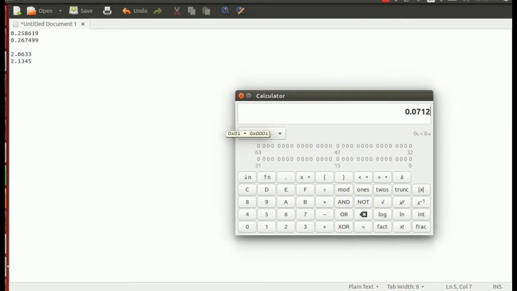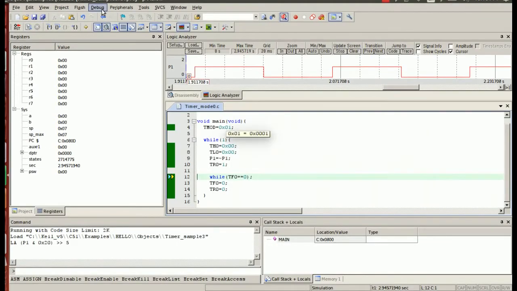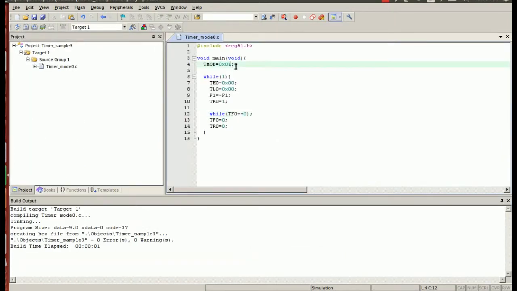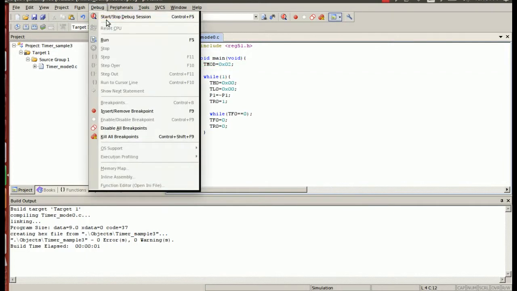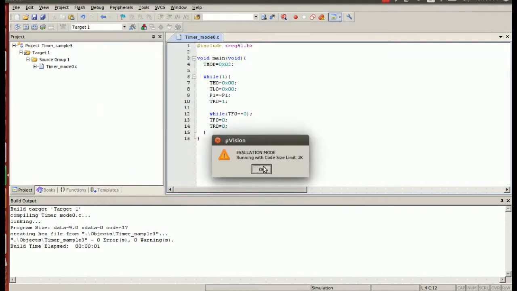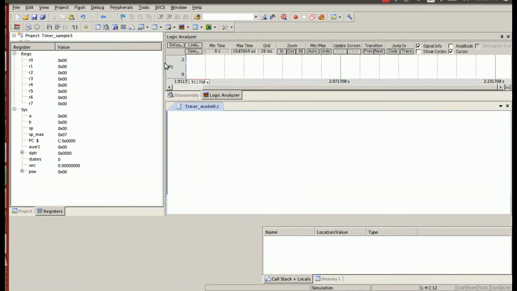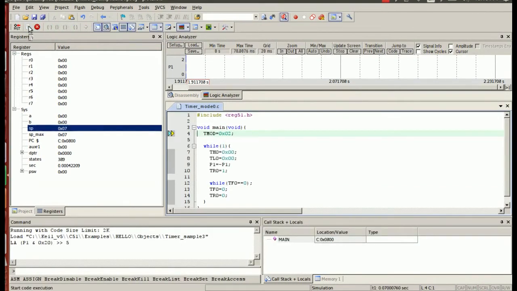Okay, so let me go back to the Keil session and let me stop this program execution, and I'll set the timer in mode 2 and recompile the project. When the timer is in mode 2, the delay that I expect is approximately 278 microseconds or 0.278 milliseconds. So let me put the program in the debug session and let me run the program.